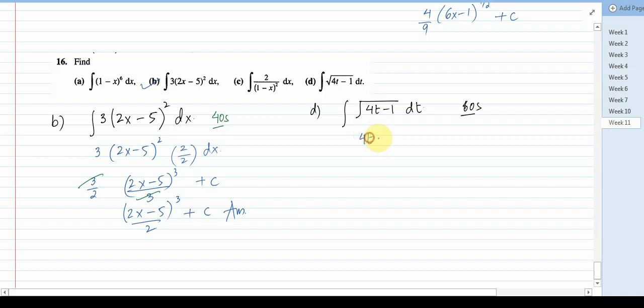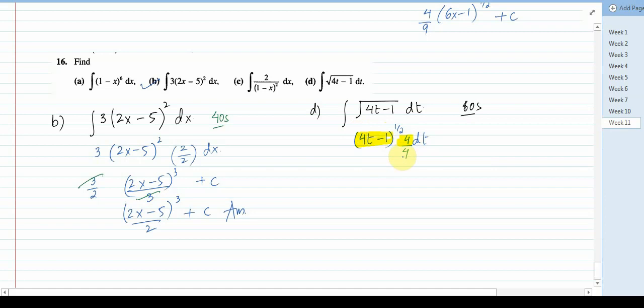4t minus 1 under root means power 1 upon 2 dt. Alright, what is the derivative of this function? The derivative is 4, so I need to multiply and divide it by 4. The derivative of this function is present here, so now it is ready to integrate.